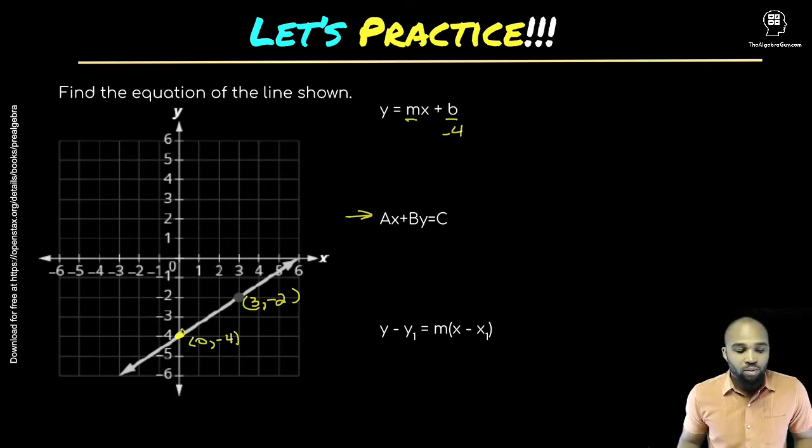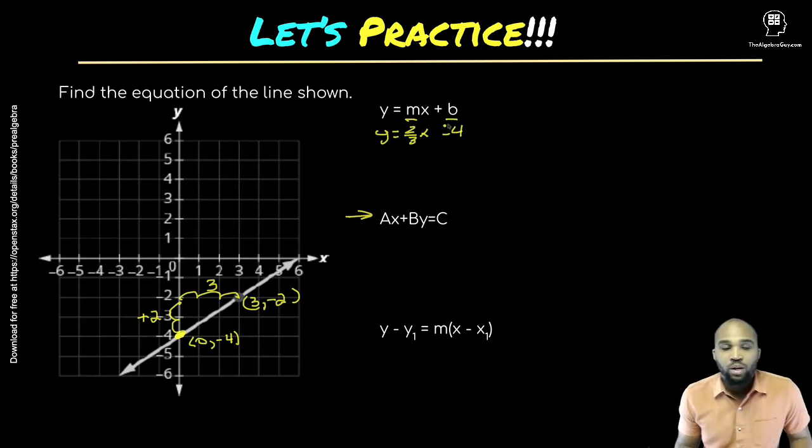Now I can find the slope by simply asking myself, how much do I have to rise and how much do I have to run? Because slope is rise over run. I'm rising from -4 up to -2. So I went up 2, that's a +2, and I'm to the right 3. So my slope is 2/3. Now it makes it easy to write this equation: y equals 2/3 x minus 4. So I'm done when it comes to slope intercept.